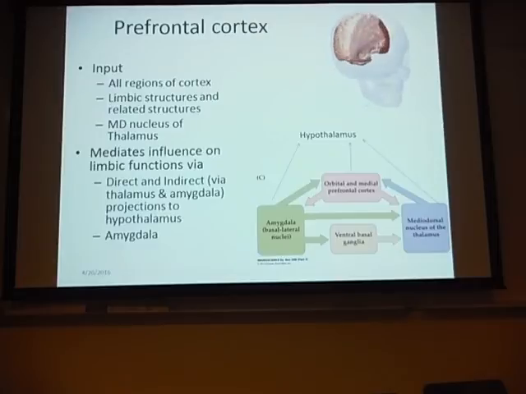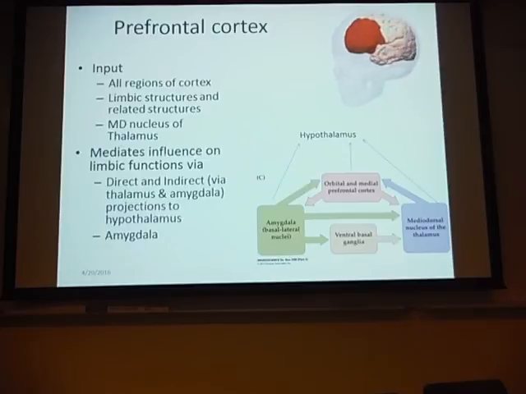Input to this area comes from all over. The prefrontal cortex is getting projections from almost all areas of the cortex, including all sensory cortices. So it's getting processed information about sensation, about motor aspects, about vision from all regions of the cortex. It's also getting multiple projections from other limbic structures. So here we see it's getting projections from the amygdala and from the MD nucleus of the thalamus, probably other parts of the limbic system as well.